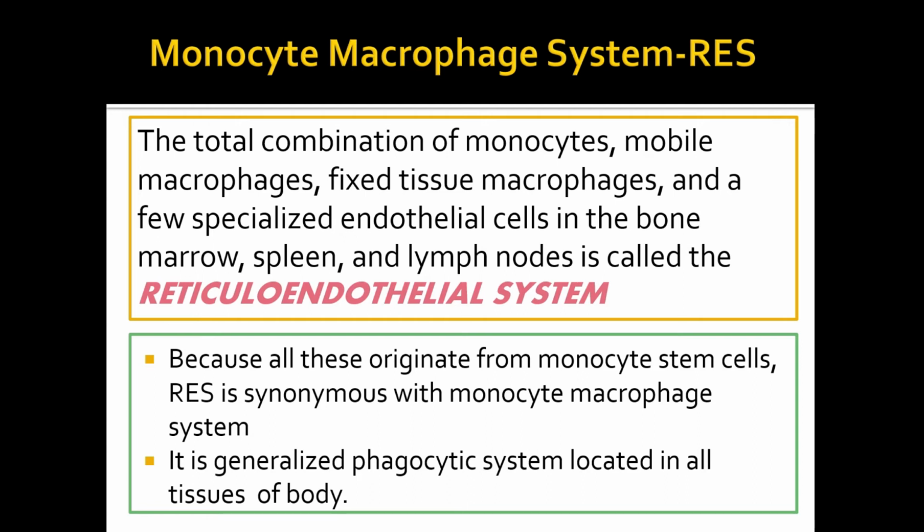Because all these originate from the monocyte stem cells, the reticuloendothelial system is synonymous with the monocyte macrophage system, and it is a generalized phagocytic system located in all the tissues of the body. So remember, the reticuloendothelial system is present in all the tissues of the body.